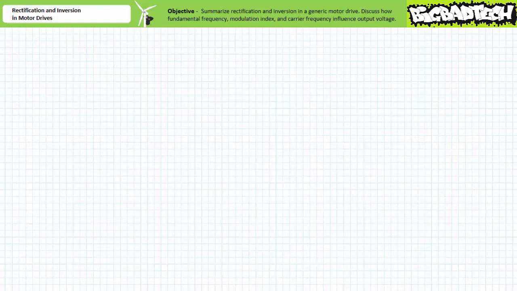Alright, that's about it for this brief summary of rectification and pulse width modulated inversion. In conclusion, this lecture took a brief look at how a generic motor drive rectifies incoming three-phase AC with a fixed magnitude and frequency entirely into DC, then inverts it into outgoing three-phase AC with a variable magnitude and frequency. We discussed pulse width modulated inversion and how three properties, fundamental frequency, modulation index, and carrier frequency, respectively influence frequency, magnitude, and quality of the output voltage waveform.